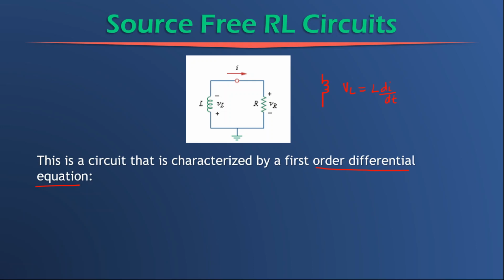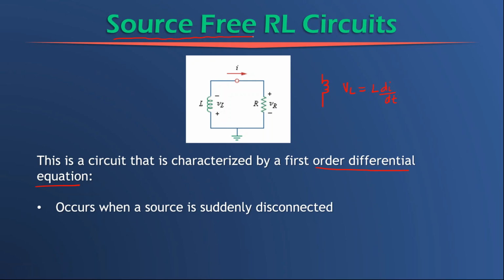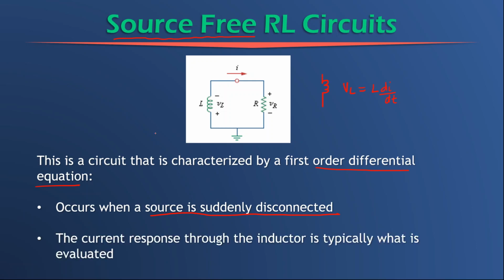Right. So what happens in this circuit? Why do we call it source free? We call it source free because a source is suddenly disconnected from the circuit, similar to the RC case. And once that source is disconnected, our interest is going to be the current response that's flowing through the inductor.